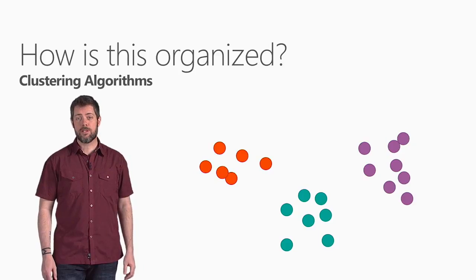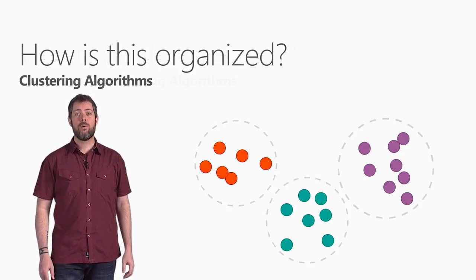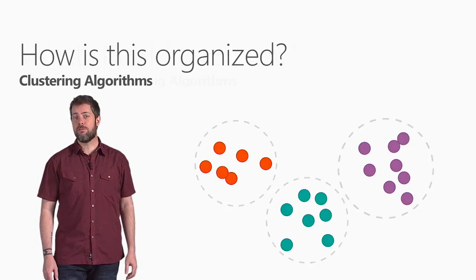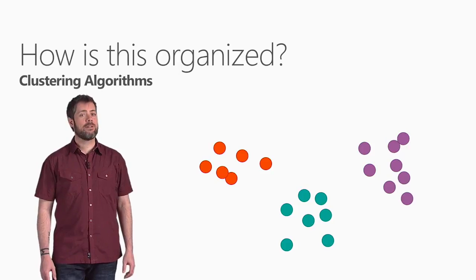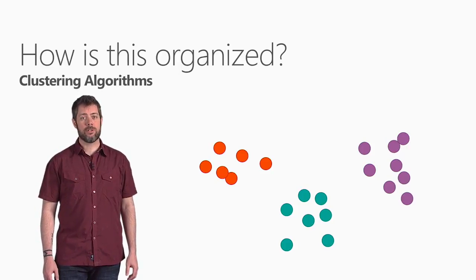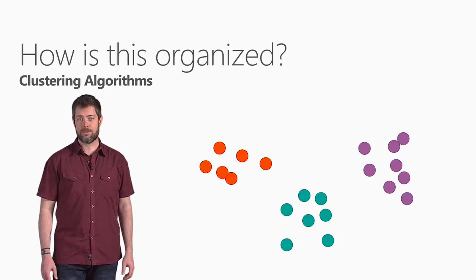Common examples of clustering questions are, which viewers like the same types of movies? Or which printer models fail in the same way? By understanding how data is organized, you can better understand and predict behaviors and events.